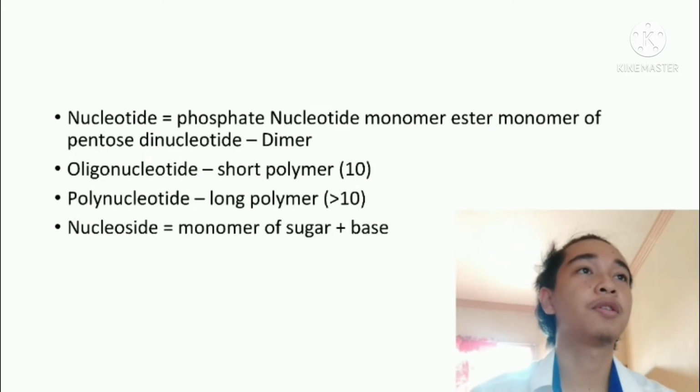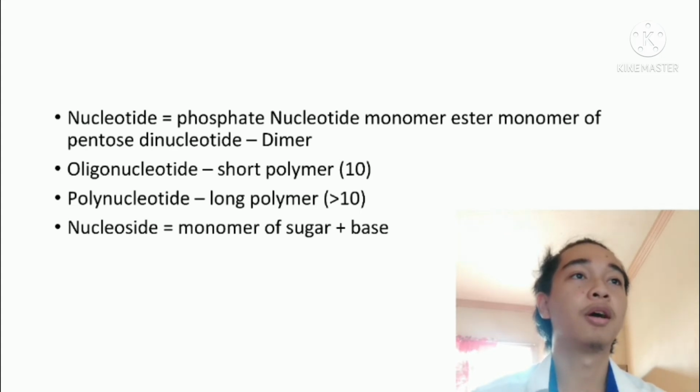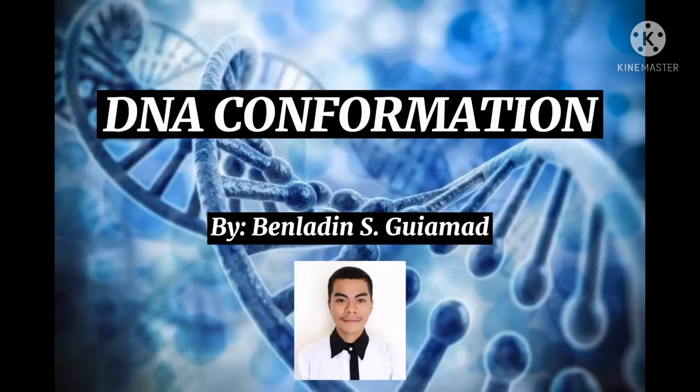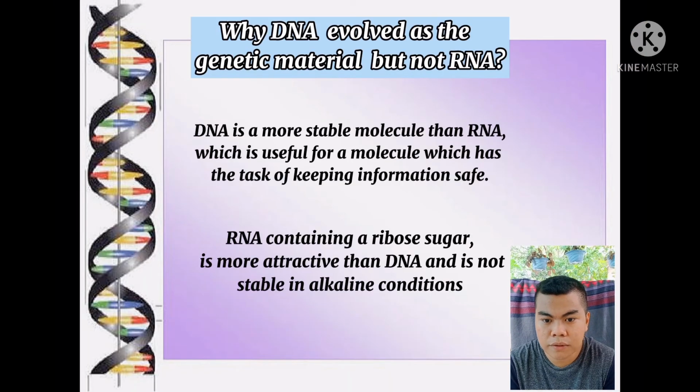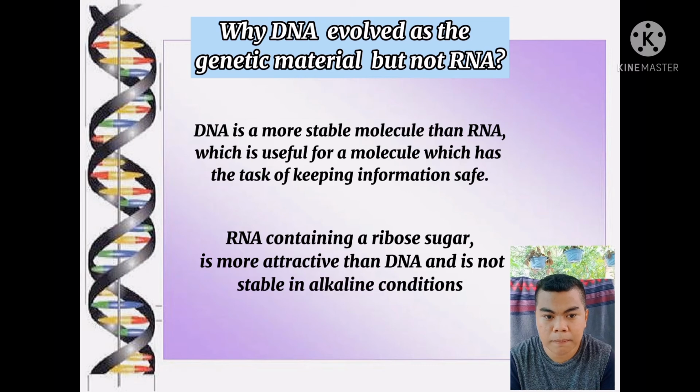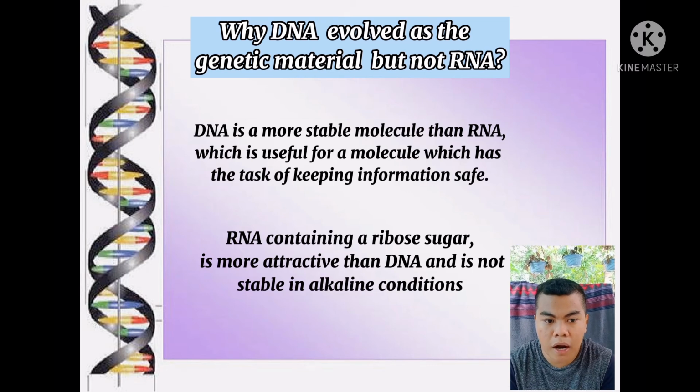In nucleotides, a phosphate ester of a pentose nucleoside is the monomer. A dinucleotide is a dimer. Oligonucleotides are short polymers. Polynucleotides are long polymers. And a nucleoside is a monomer of sugar plus base. DNA is a more stable molecule than RNA, which is useful for a molecule which has the task of keeping genetic information safe. RNA, containing a ribose sugar, is more reactive than DNA and is not stable in alkaline conditions.